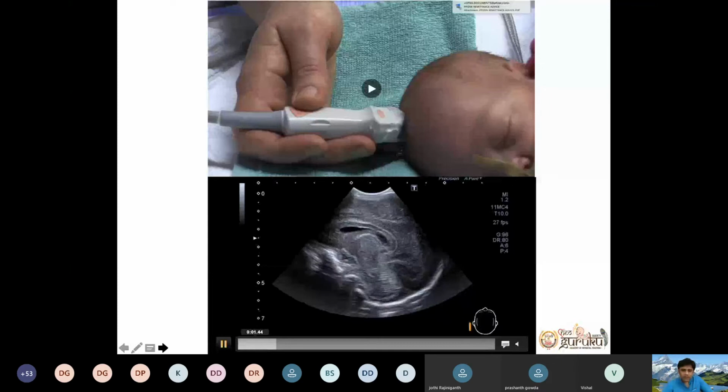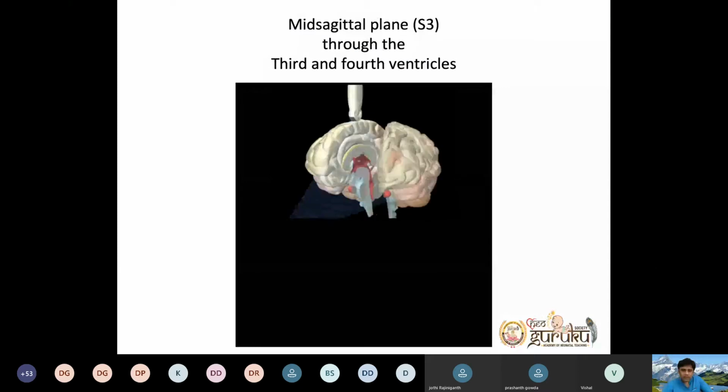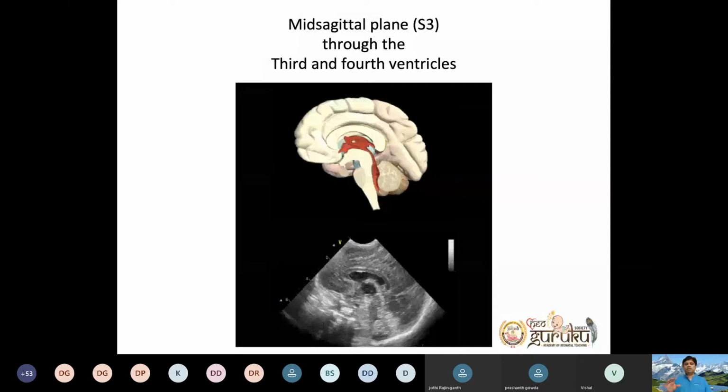So mid sagittal section. We are tilting. The probe marker should be facing the face of the baby. This is how it looks. This section is important, the mid sagittal section, because you see all three parts of the brain in one single window. Corpus callosum, you can see your rostrum, body and splenium. Then you have your third ventricle, and you can see a gap here. That is your cerebellum. The red colored structure is your ventricle, the pons.